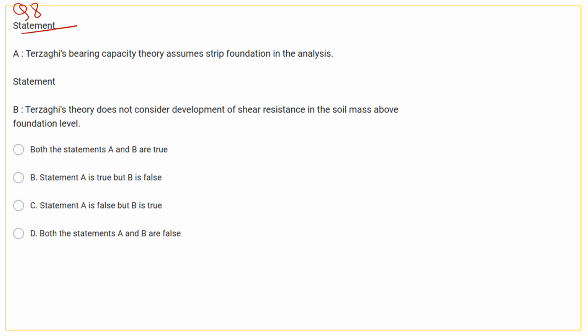First statement: Terzaghi's bearing capacity theory assumes a strip foundation in the analysis. Yes, they assume a strip foundation for the analysis. Second, Terzaghi theory does not consider the development of shear resistance in the soil mass which is above the foundation level. Both the statements are correct. Here they consider a strip foundation, and the shear strength is not considered in the soil mass above the foundation level. So option number 1 is correct.